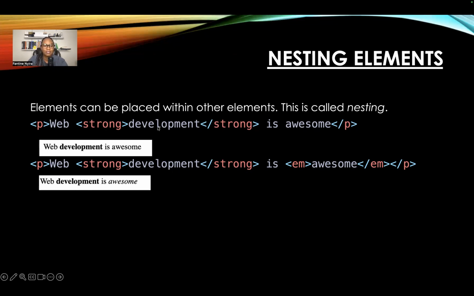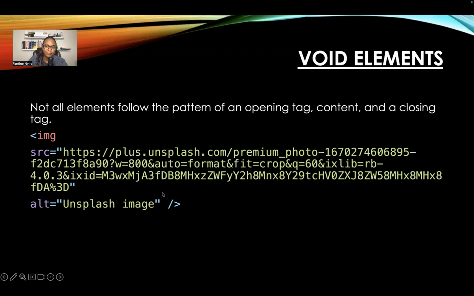And strong means it's going to be bold. So here web is normal, but development is inside strong tags, so it will be bold. And we can have another nesting. Awesome is between this tag and the closing one. This is italic, so the awesome part will be italic.